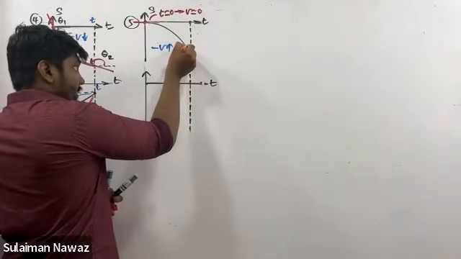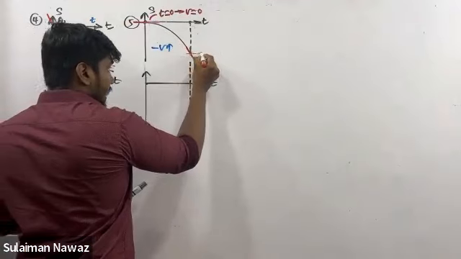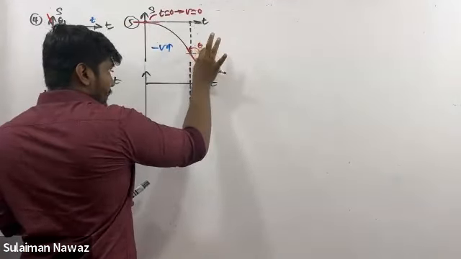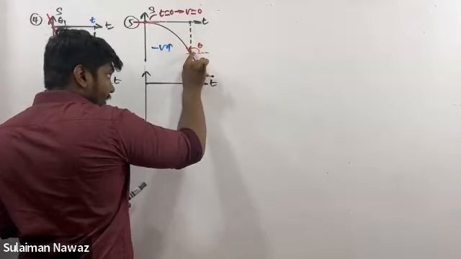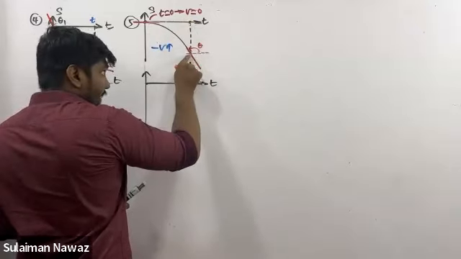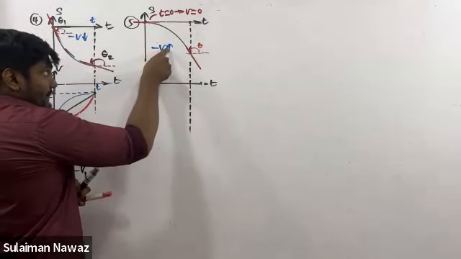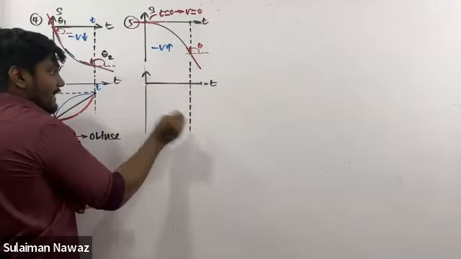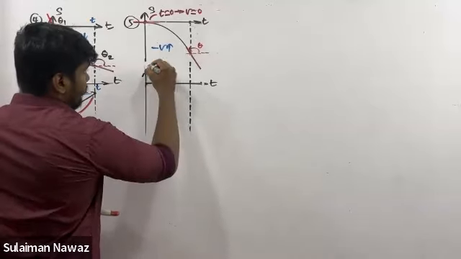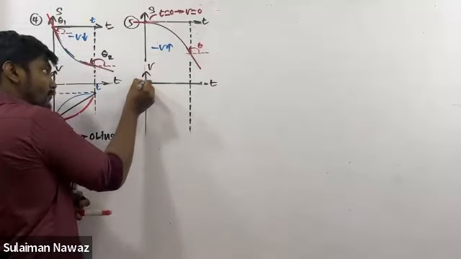When the time is simple t, if I draw a tangent line, the tangent line makes an obtuse angle. So therefore, there is a negative velocity when the time is simple t. Negative velocity increases from 0 to certain value.